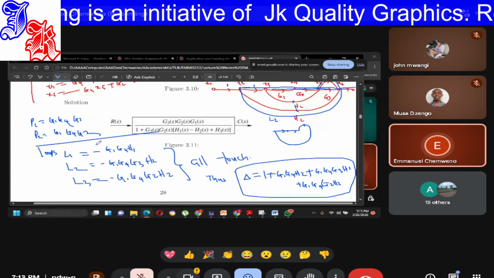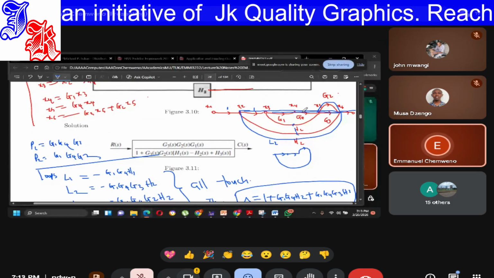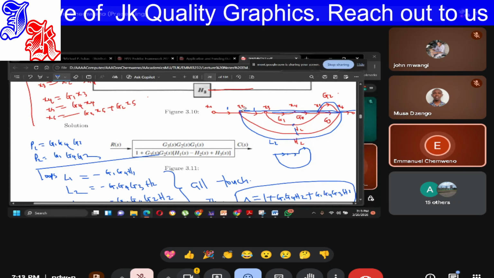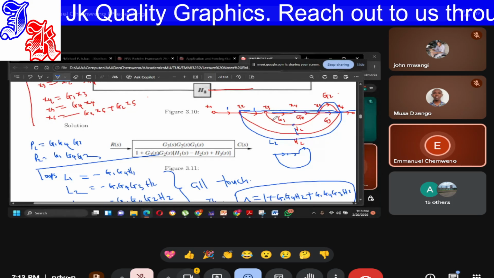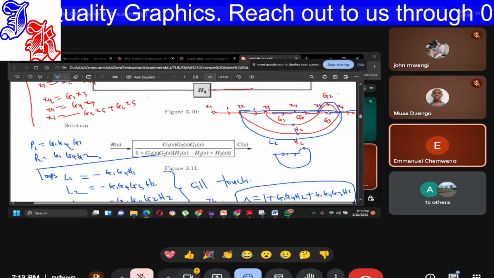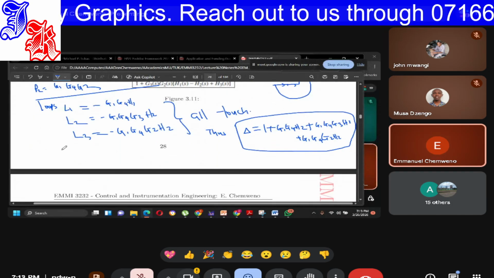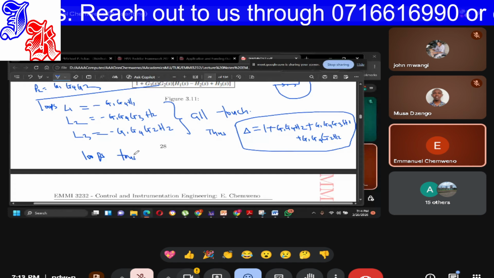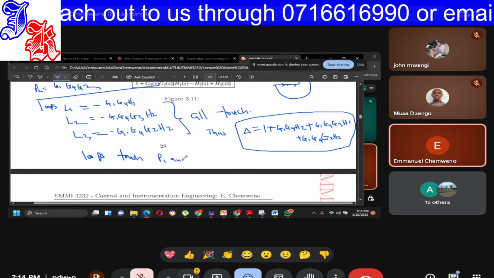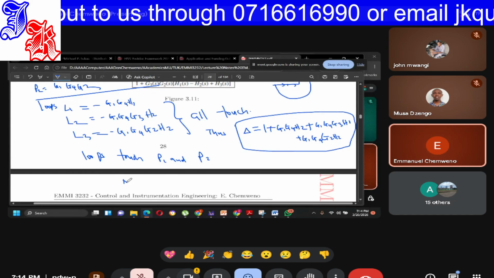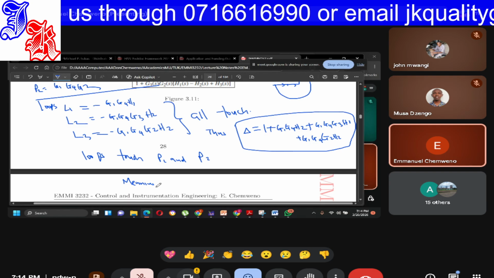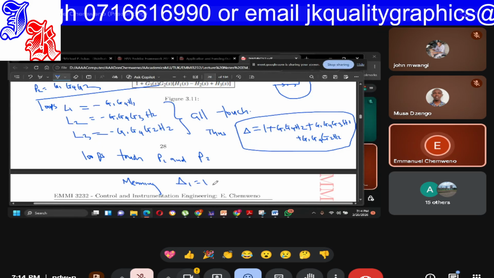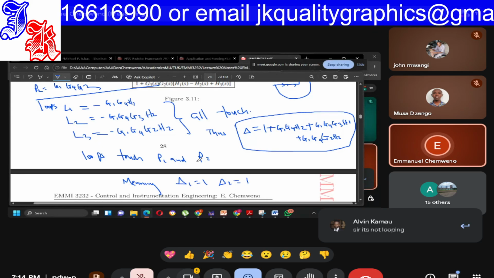Now we have only two paths. This path and this path. So it is clear. You can see that all these loops touch. At least they share all the nodes. So all the loops touch P1 and P2. Meaning, removing all these loops from P1 and P2, you remain only with delta 1 is equal to 1, delta 2 is equal to 1. These are cofactors.